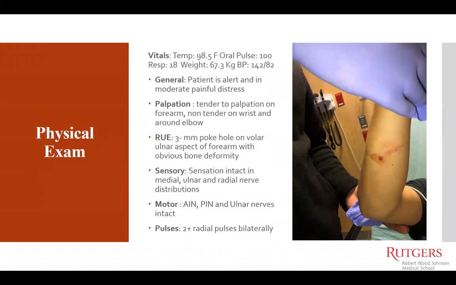On physical exam, he was alert and in moderate distress. He was tender to palpation in the forearm, non-tender at the wrist and elbow. In his right upper extremity, he had a 3 millimeter poke hole on the lower aspect of the forearm, and there was obvious deformity. His sensation and motor function were intact, and his pulses were intact bilaterally.